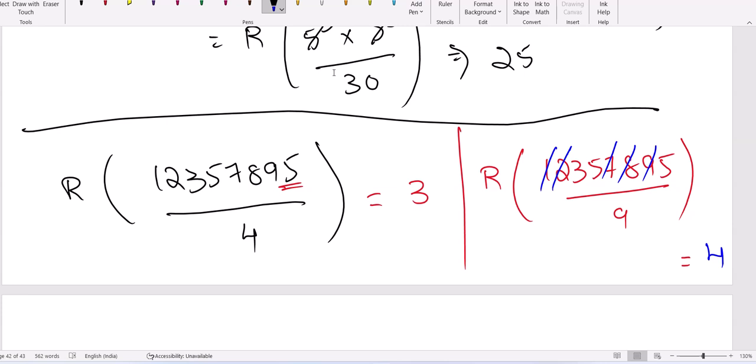Or sir, you said sum of digits. Yes, take the entire sum of digits, what will happen? 1 plus 2 plus 3, 6, 6 plus 5, 11, 11 plus 7, 18, 26, 35, 40. 40 divided by 9, what is the remainder? 9 4s are 36, remainder 4 only. The same answer will come.